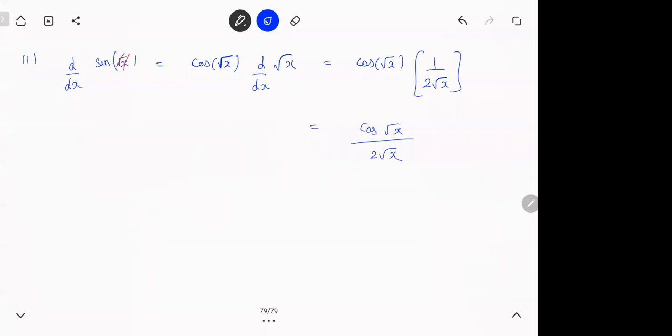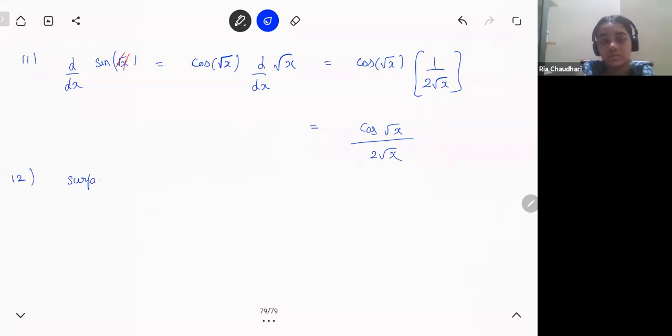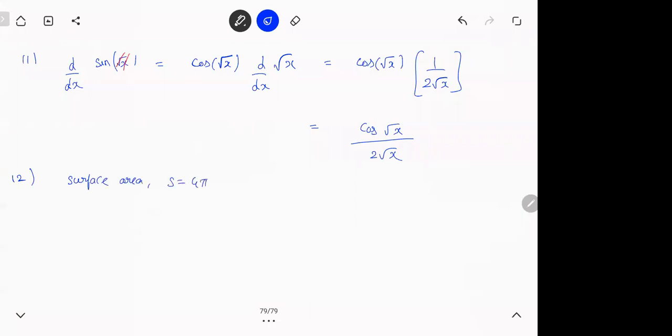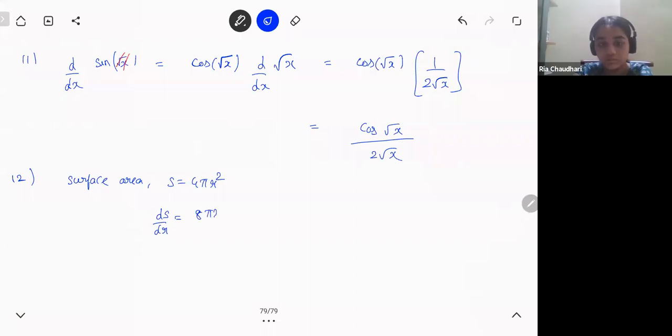12th one. We did something like this last time also. A sphere is having a radius of 5 centimeters. The surface area is increasing at a rate of 5 centimeters square per second. Find the rate of increase of its volume. Now, for a sphere, what is the surface area? S is 4 pi r square. If you differentiate, ds by dr, you get 8 pi r.